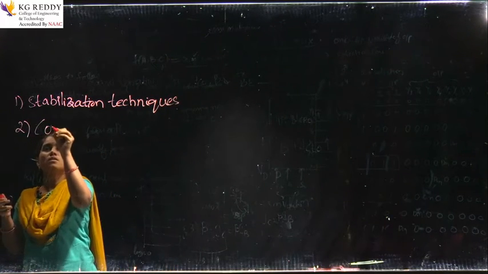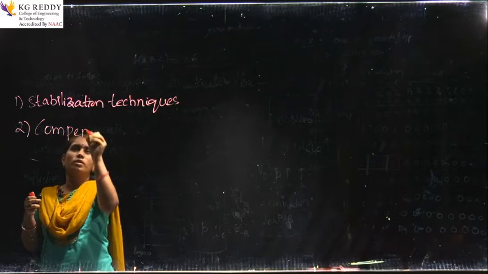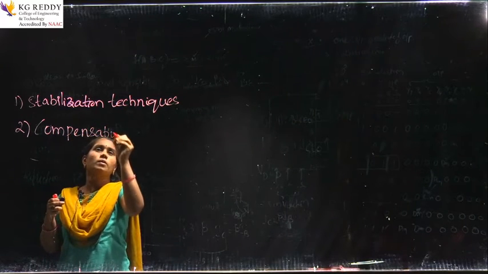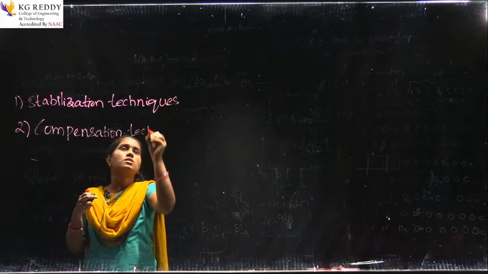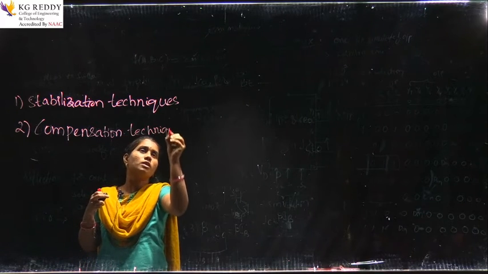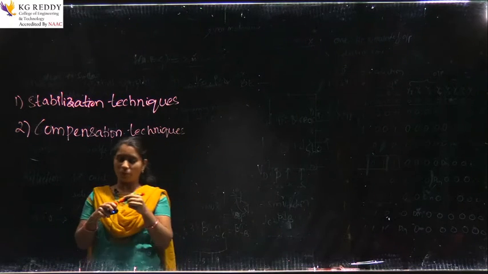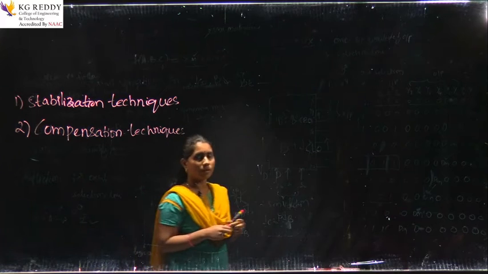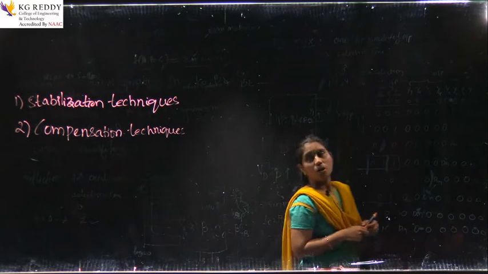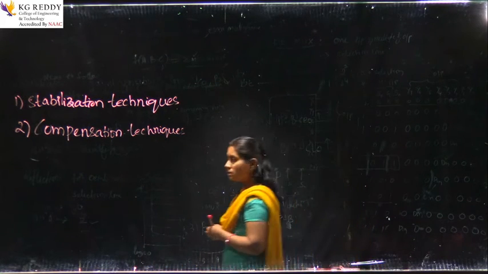Stabilization techniques and compensation techniques. These are the two techniques where we can make the transistor independent of temperature variations, so that the operating point could be placed at the middle of the active region. Now, first coming to the stabilization techniques.